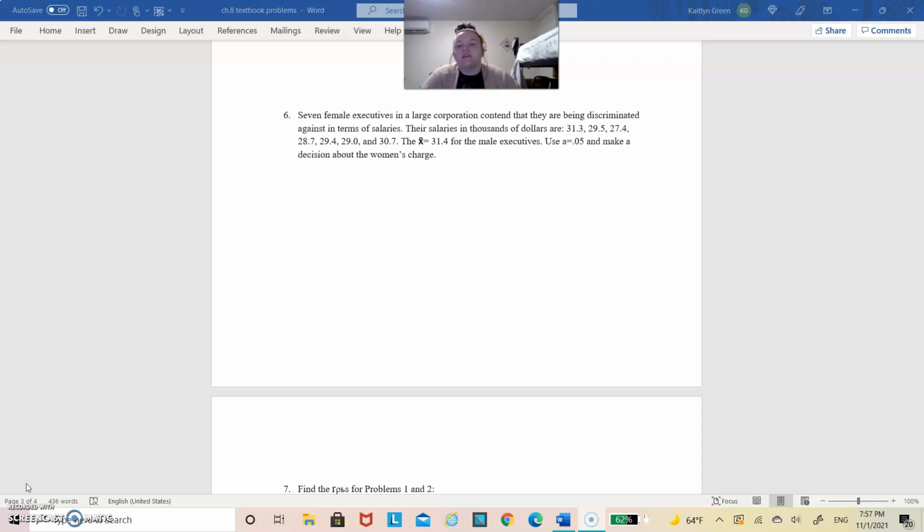Starting off with number 6, it says 7 female executives in a large corporation contend that they are being discriminated against in terms of salary. Their salaries in thousands of dollars are 31.3, 29.5, 27.4, 28.7, 29.4, 29.0, and 30.7. The X bar of their salaries for the male executives is 31.4. Using an alpha of 0.05, make a decision about the women's charge.